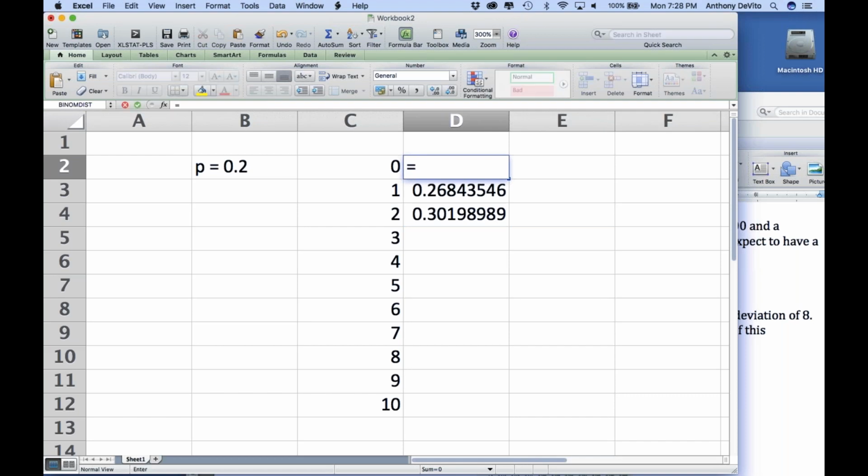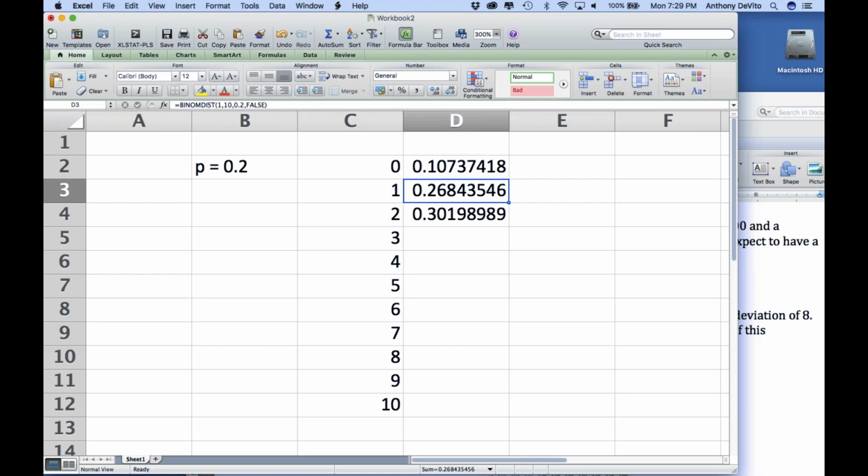How about 0? BINOM.DIST, parentheses, 0 successes out of 10 trials. 0.2 is the probability, and false again. That's 10%. 10% chance I'll get none. That's not that big a surprise because there's only 20% likelihood. Yes.